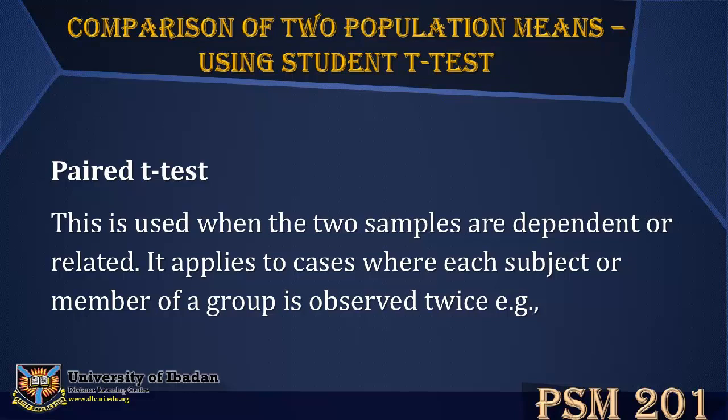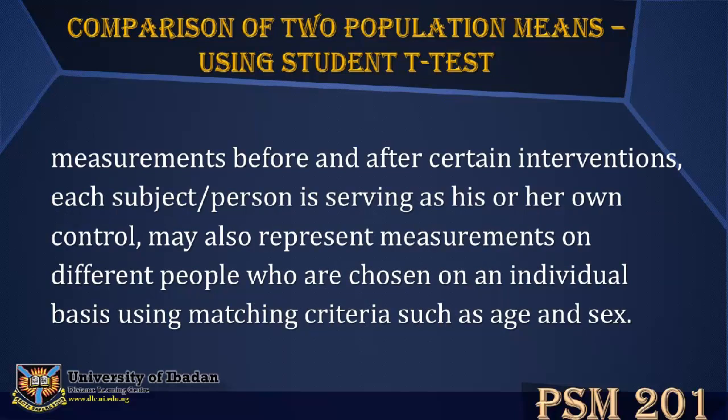This is used when the two samples are dependent or related. It applies to cases where each subject or member of a group is observed twice, e.g., measurements before and after certain interventions. Each subject or person is serving as his or her own control. It may also represent measurements on different people who are chosen on an individual basis using matching criteria such as age and sex.